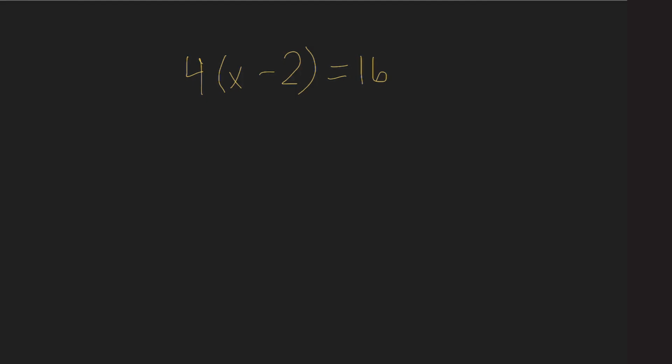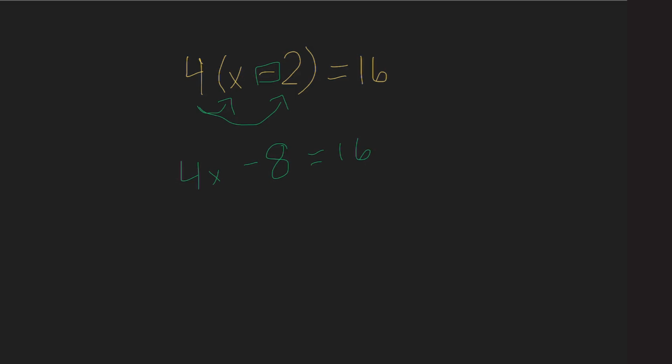So we have to first distribute it. 4 times x minus 4 times 2, or negative 2, whatever. Just make sure you keep the operation minus. So 4 times x is 4x. And then minus 4 times 2 is 8. So I can put negative 8, so 4x minus 8. So 4x minus 8 equals 16.